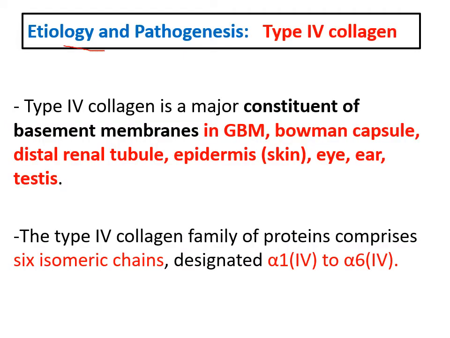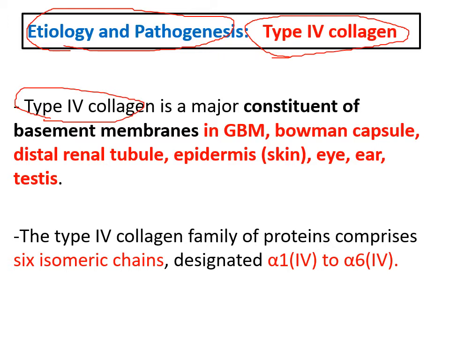Now we'll talk about the etiology and pathogenesis, but before that, we will focus on type 4 collagen, which is the main abnormality in both conditions. Type 4 collagen is a major constituent of the basement membrane in the glomerular basement membrane, Bowman's capsule, and distal renal tubule in the kidney. It is also present in the skin, in the epidermis, eye, ear, and testis.